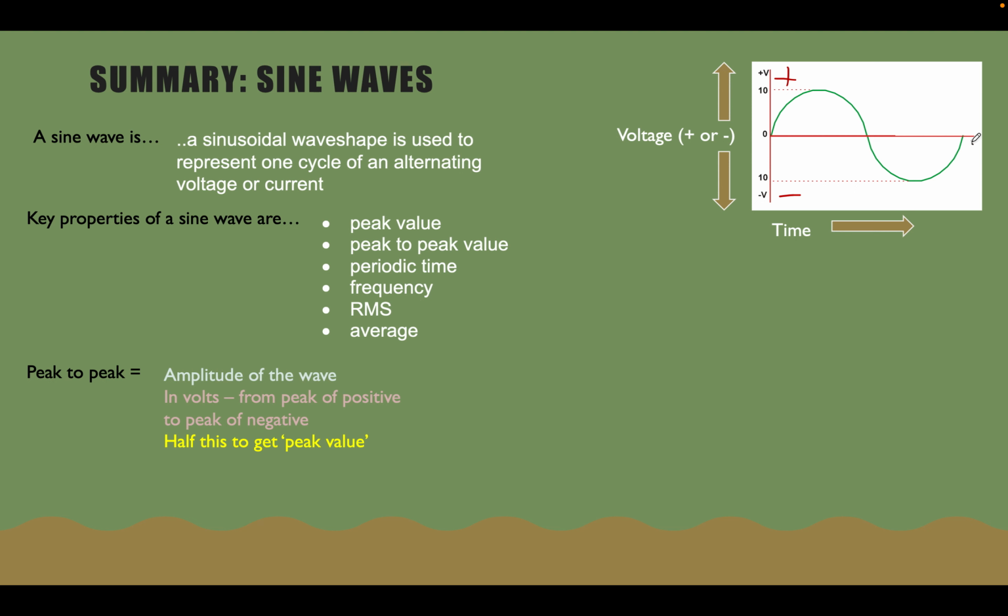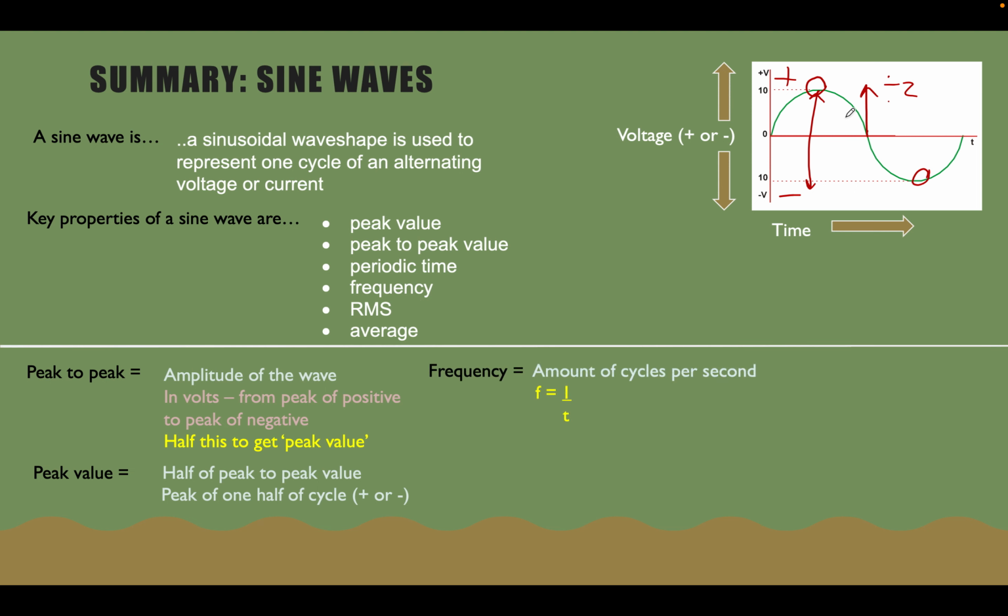So the peak to peak value is the amplitude of the wave, in volts, from the peak of the positive to the peak of the negative. That's our peak to peak value from there to there. Half of this gives the peak value, remember? So we do the PP, which is the peak to peak value, divide by 2, and that's going to give us our peak value, which is this value. So peak value is half of the peak to peak value, the peak of 1/2 cycle, positive or negative.